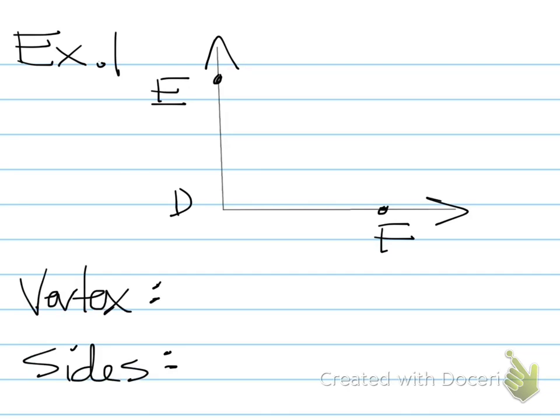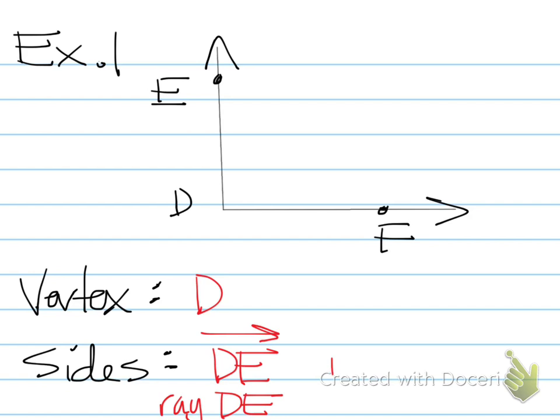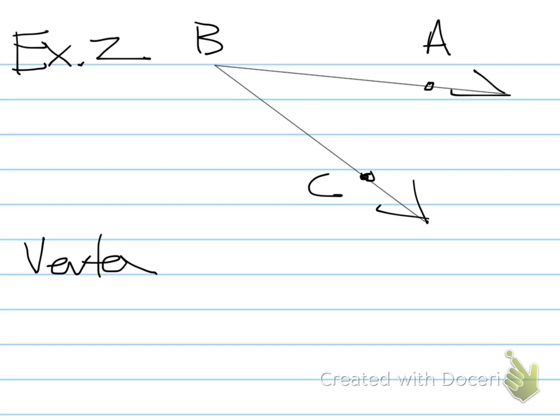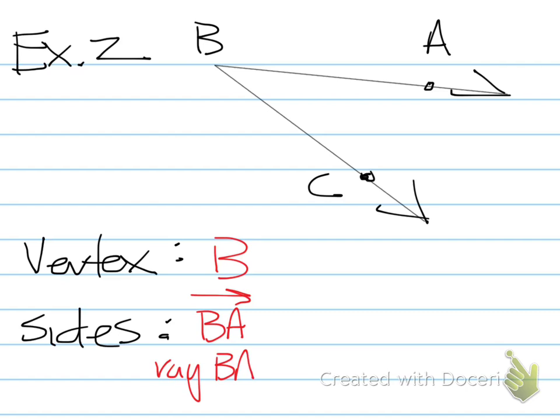All right, in this example, the vertex is the endpoint that both sides share, which is D. One of the sides for this angle, you could call ray DE, and the other side of the angle is ray DF. In this example, the vertex of the angle is B. That's the common endpoint for both of the rays. One of the sides is ray BA, and the other side is ray BC.